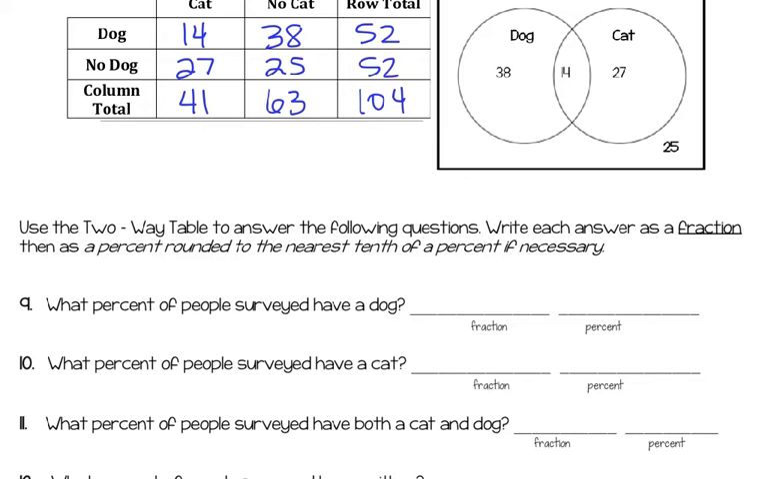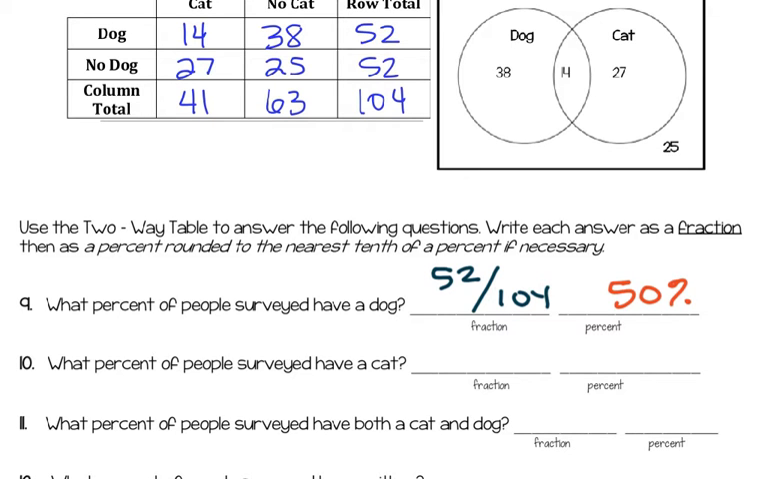Number 9, what percent of people surveyed have a dog? We look at all the people that had a dog, and all the people that had a dog are these 52 people out of the 104. And so that's going to be my fraction. For this part, you do not have to actually reduce your fractions. You can just leave it as that non-reduced fraction, but then you're going to change it to a percent.